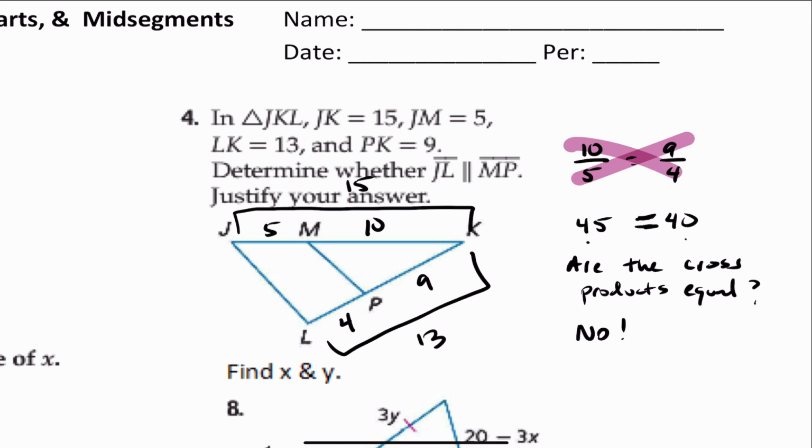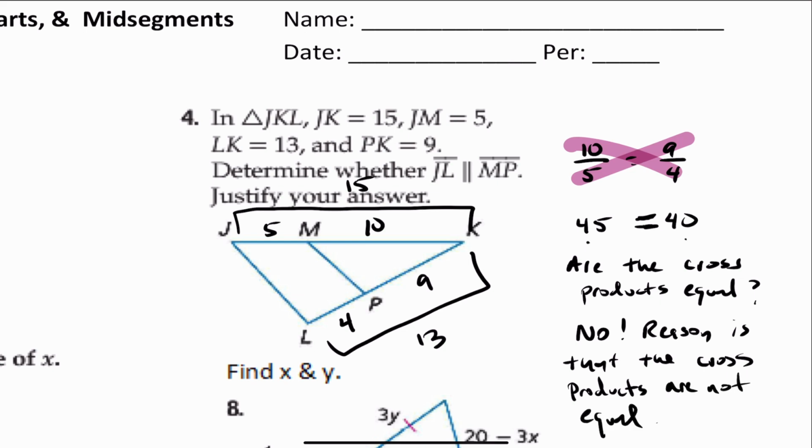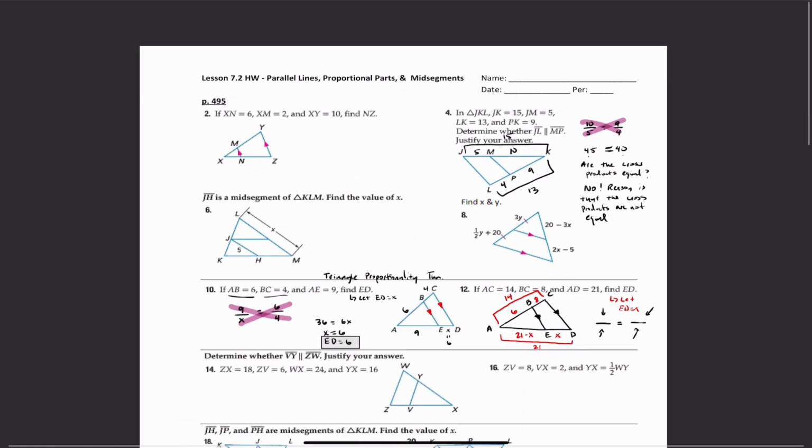And the reason should be that the cross products are not equal. And that's something that you should write, something like that, okay?